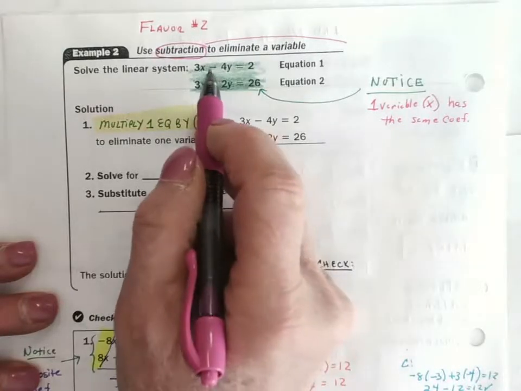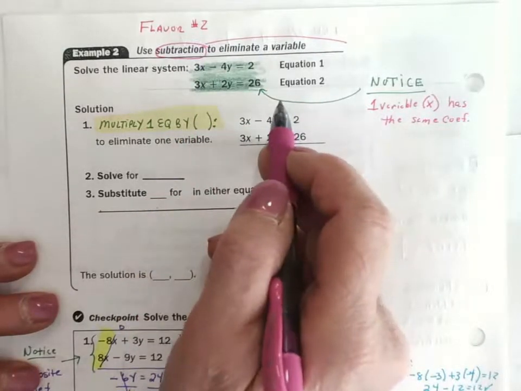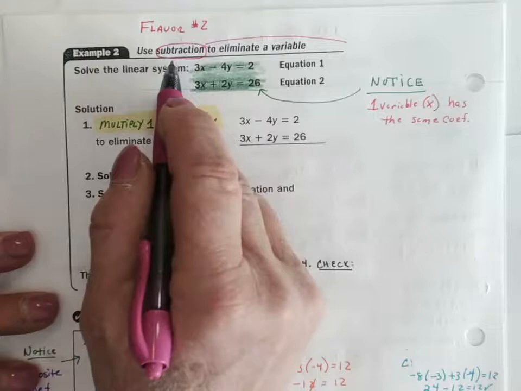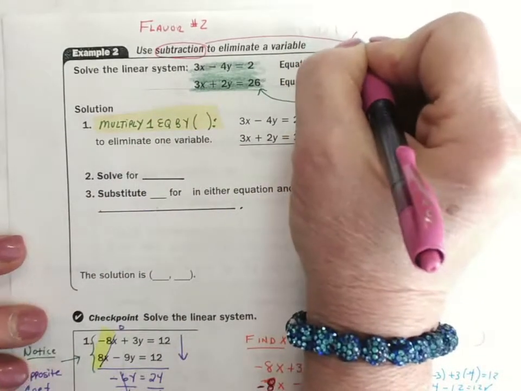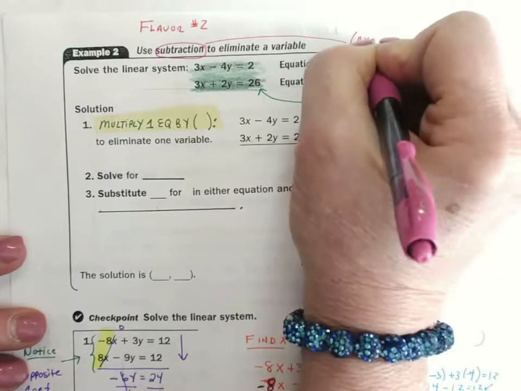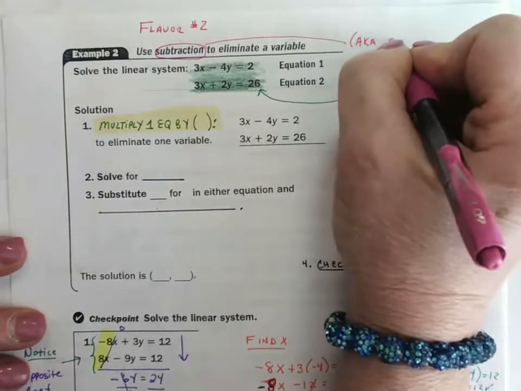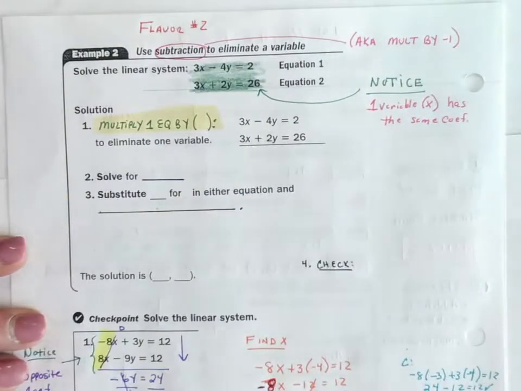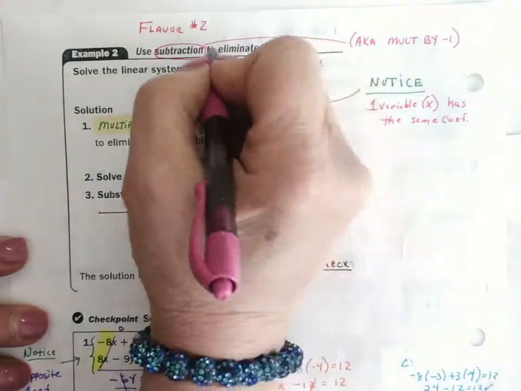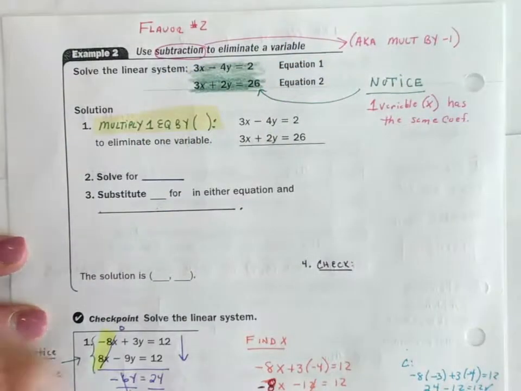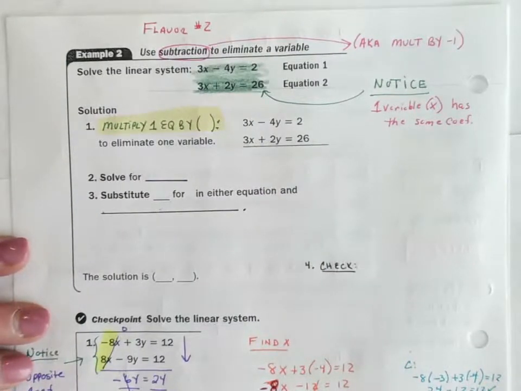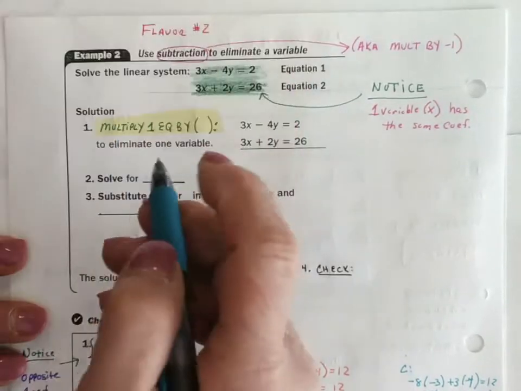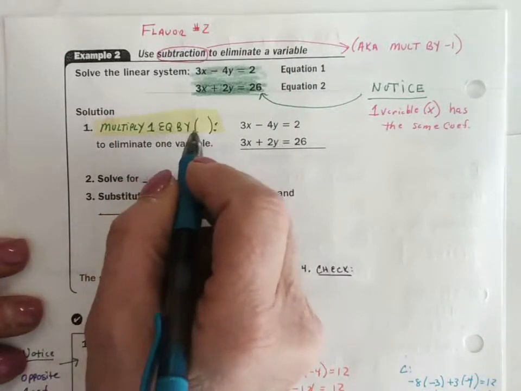Right? So what we're going to do is we could subtract, but students always make a mistake with subtraction. So instead of subtracting, I'm going to call it AKA, all right? You're going to multiply by -1. Okay, so instead of subtracting the equations, and then you're going to get all confused with the signs, I want you to multiply one equation by -1.